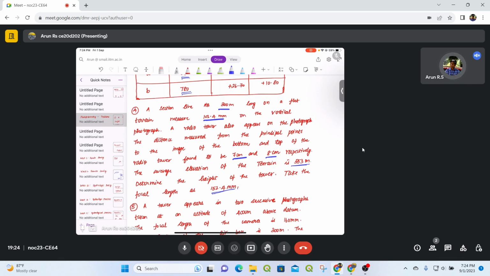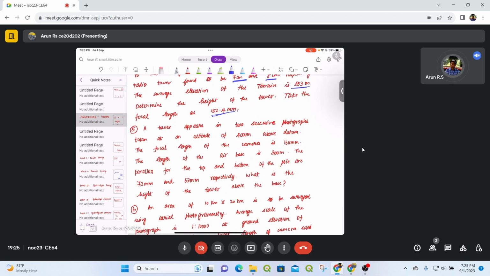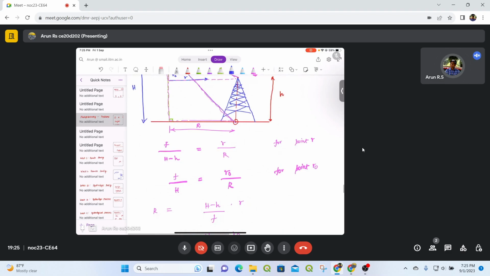So here the focal length is given to be 152.4 meter. In this question, the height at which the aircraft is flying is not given. Instead, one more data is given: 300 meters on the ground is equal to 102.4 mm on the photograph. This is like an equivalency factor. Using this, we can first determine the scale of the photograph.